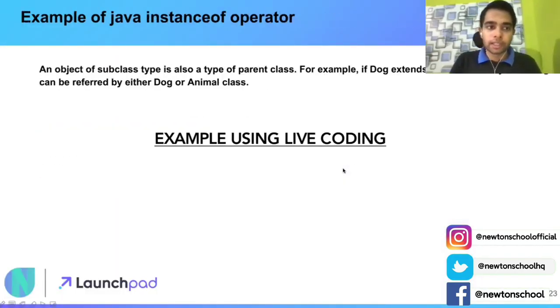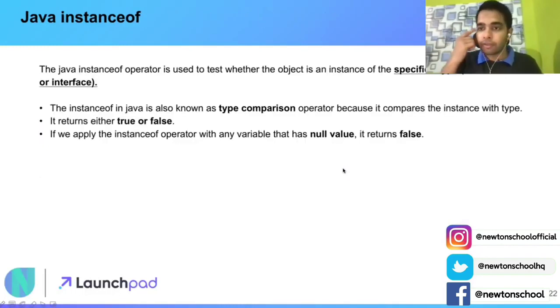Let's revise for today's class. We started with the Java instanceof operator. What does the instanceof operator do? It tests whether the object is an instance of the specified type. Type can be class, interface, or subclass. Then we talked about it being a type comparison operator because it returns either true or false. And when compared with the null value, it always gives output as false.